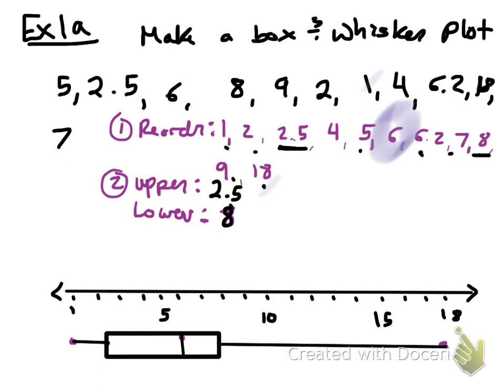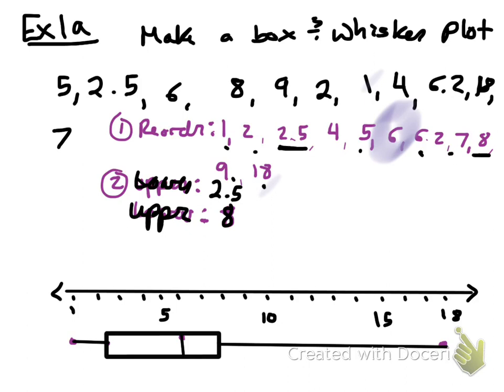Alright, you should have reordered your numbers 1 through 18, found that the middle number was 6, so your median is 6. You should have found that the upper and lower halves, 1 through 5, the numbers there were odd, and so 2.5 was your median, the middle number there. 6.2 up to 18, again there's 5 numbers, so your middle number is 8. So your lower quartile is 2.5, and your upper quartile is 8.